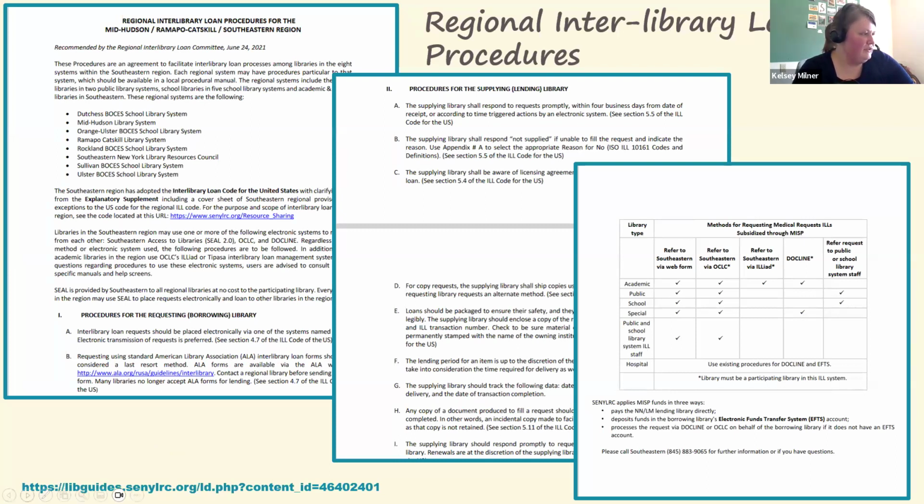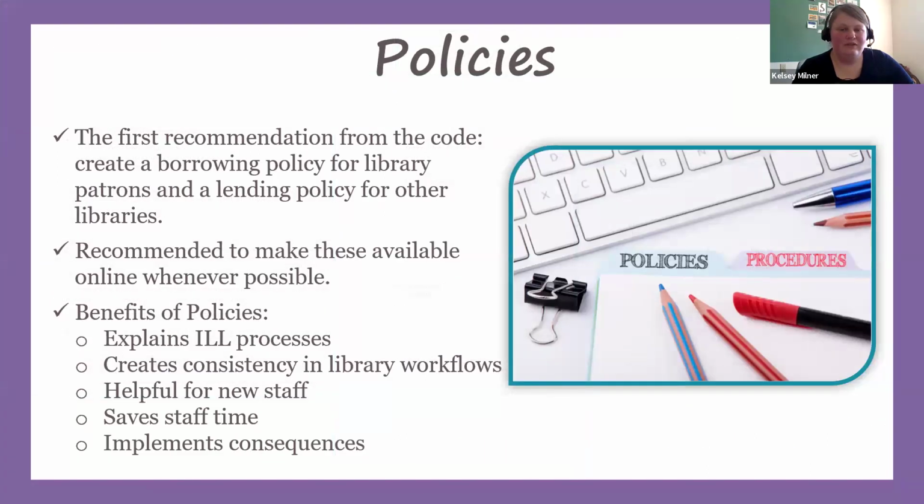So that's our brief introduction into the code and the procedures, what they look like. I wanted to transition now into going into some of the things that the code says about specific ILL best practices. The first thing I'm going to talk about is policies. The very first recommendation in the code for both borrowing and lending libraries is to create a policy. A borrowing policy is for the patrons at your library, and it sets out guidelines for your patrons for placing ILL requests to your library.